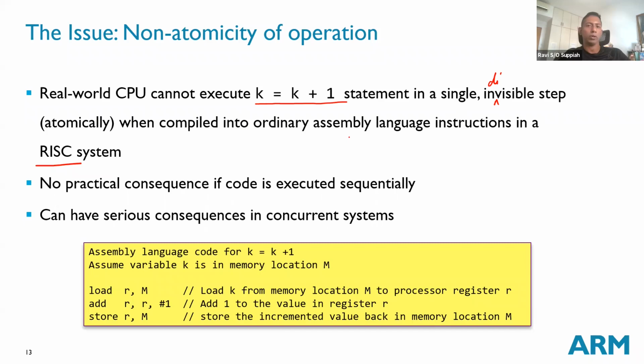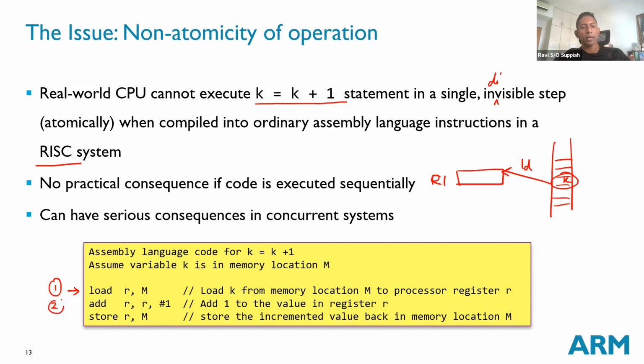Why? Because when you compile this code and look at the assembly language, you will see something like this. The first step is to load, because k is some variable in memory. The processor cannot directly operate on memory. So if I want to manipulate some variable in memory, I need to first take this data and put it into an internal register, maybe R0, R1, R2, something like that. That is what we call the load instruction. So you need to do a load from memory.